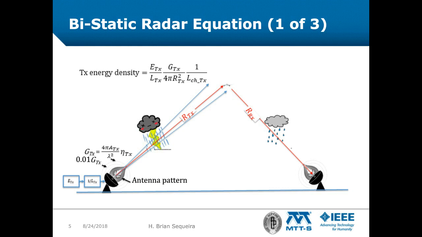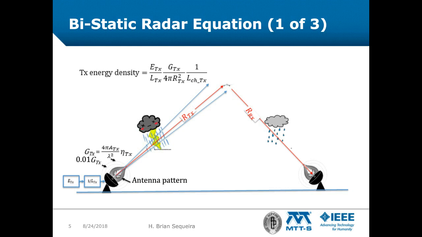a loss. There is another antenna pattern-related loss owing to the fact that the line of sight to the target does not coincide with the antenna's boresight, and therefore the gain along the LOS, the line of sight, is not its peak gain. This is known as pointing loss.